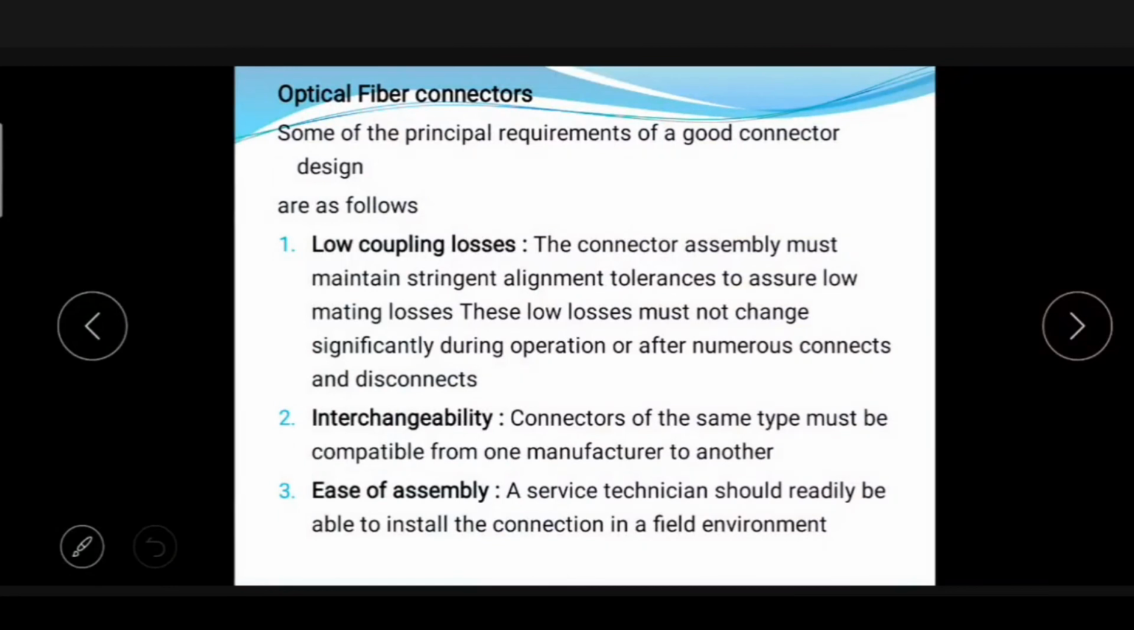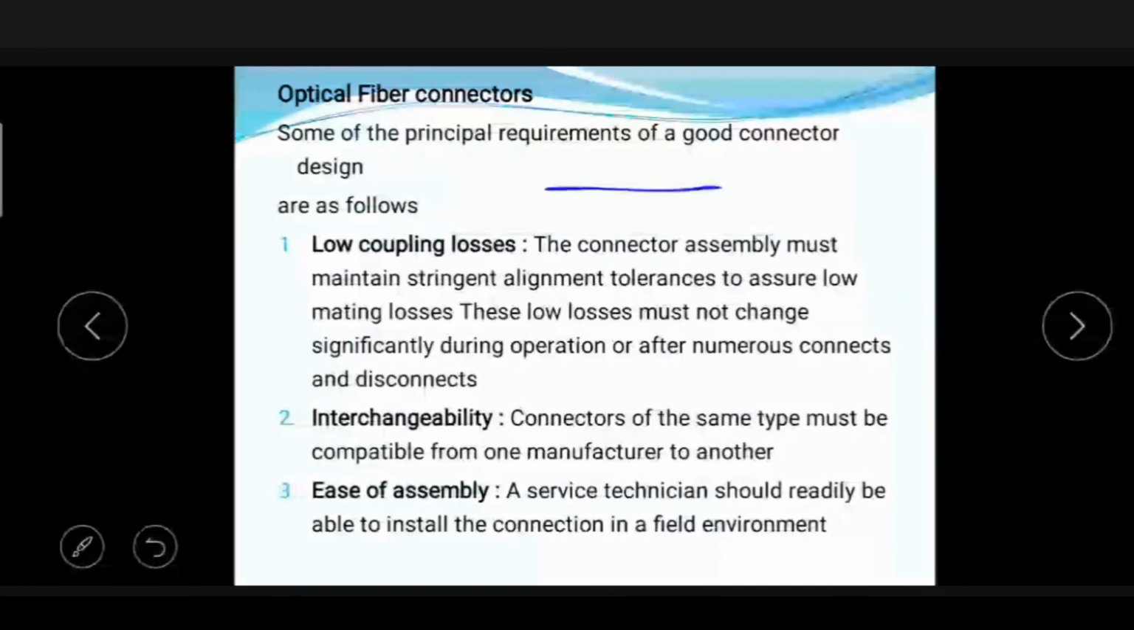So before considering a connector used for joining optical fibers, we will consider the characteristics or requirements of a good connector. We cannot just use any connector because splicing is an entirely different process, whereas a connector is a device which is used to connect, join the optical fibers, and whenever it is required it can be removed or it has to be removed. So first what we do, we look into the principal requirements of a good connector.